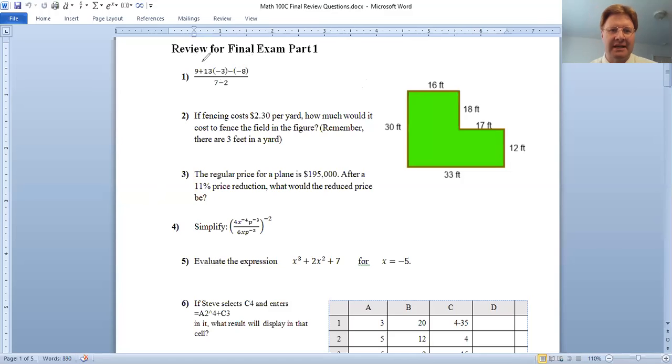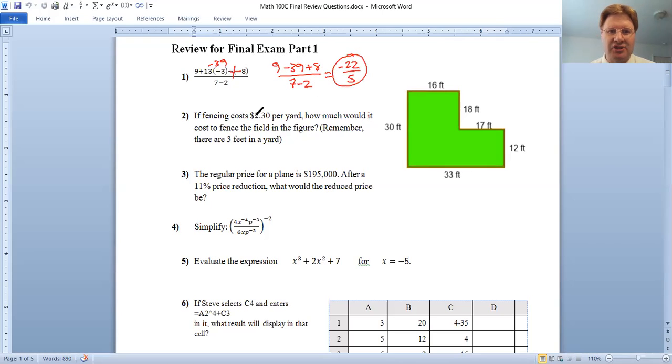Number one says 9 plus 13 times negative 3 minus 8 over 7 minus 2. This is order of operations. So these two are glued together. These two times together is a negative 39, and then minus a minus, that's plus 8. So we have 9 minus 39 plus 8 over 7 minus 2. Okay, so 9 minus 39 is negative 30, plus 8 is negative 22. And then negative 22 over 7 minus 2 is 5. And you can leave the answer just like that if it doesn't simplify anymore.